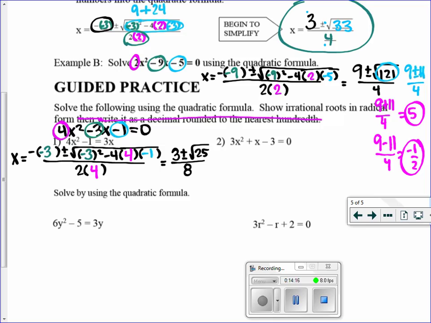Now, since that radical is a perfect square, we can actually simplify this more because this is really 5. So we're going to solve it twice. Once where it's 3 plus 5 over 8. 3 plus 5 is 8, so 8 divided by 8 is 1. That's one answer. And the second one, 3 minus 5 over 8. 3 minus 5 is -2, so -2 divided by 8, that simplifies to be -1/4.